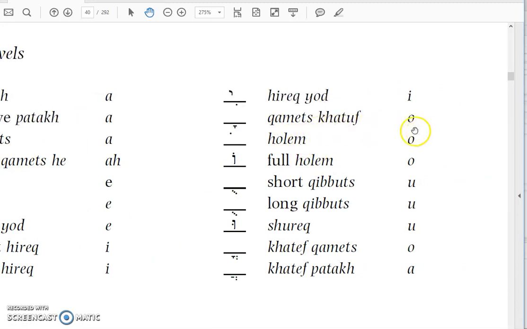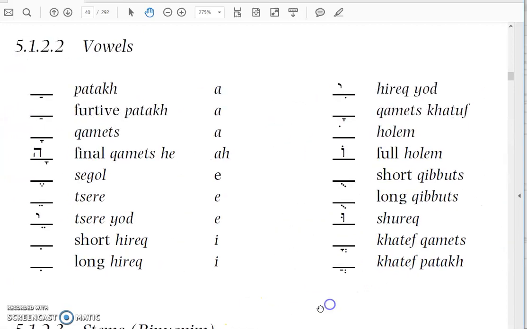Kamatz hatuf would be simply an O vowel. Holim would be an O vowel. And then kibbutz and shurik are both U vowels. And there are other vowels that we'll have to tell you about later on, the half vowels.